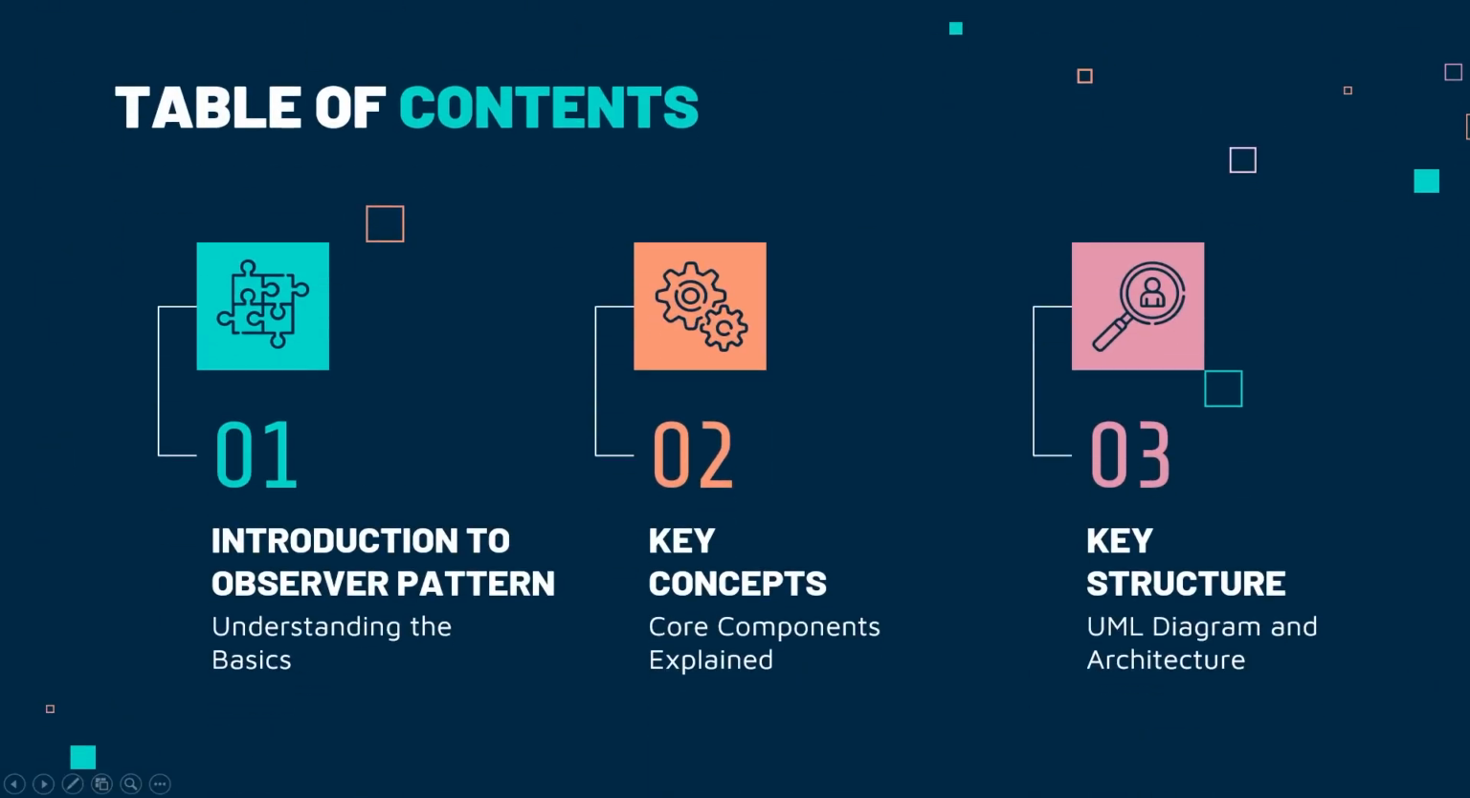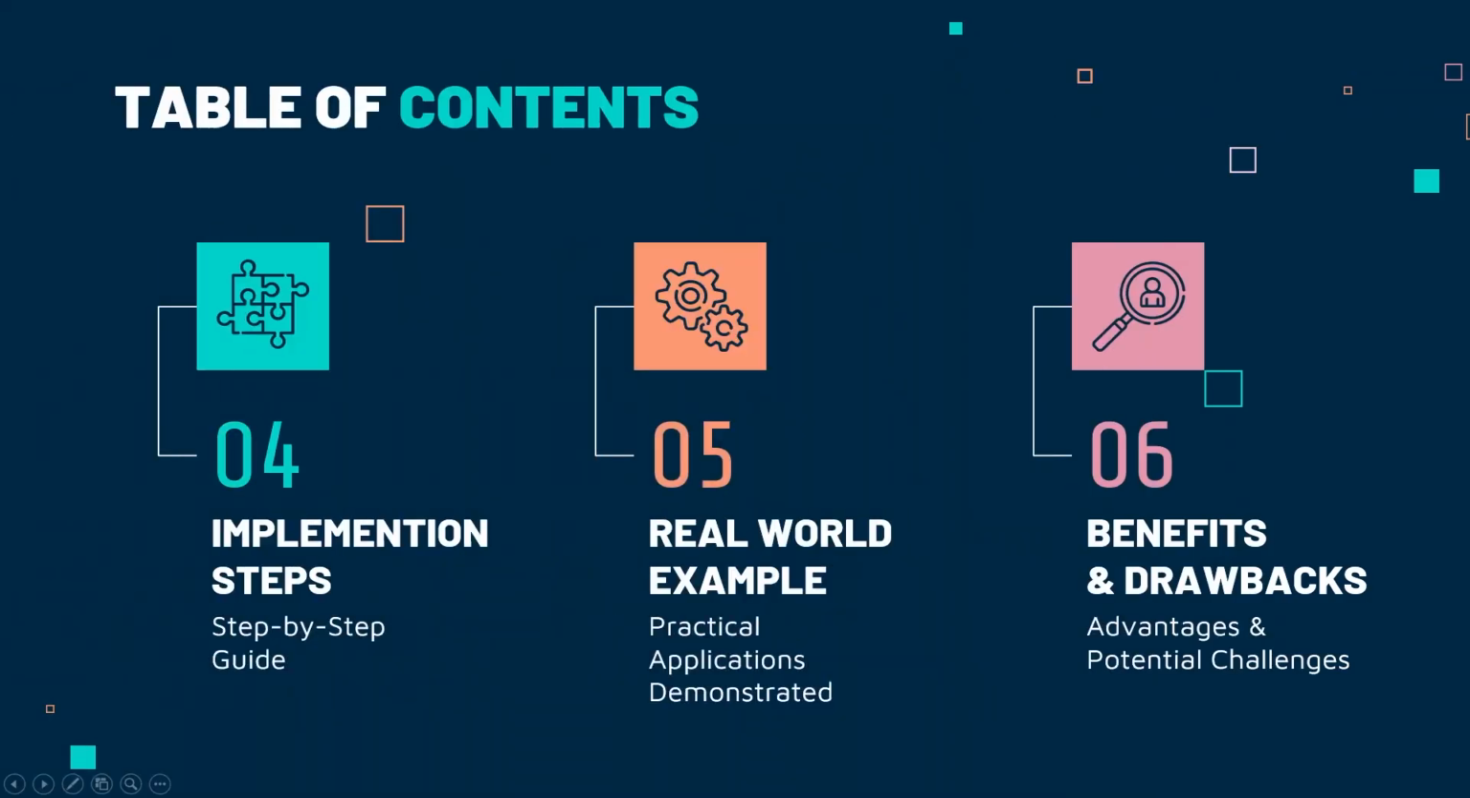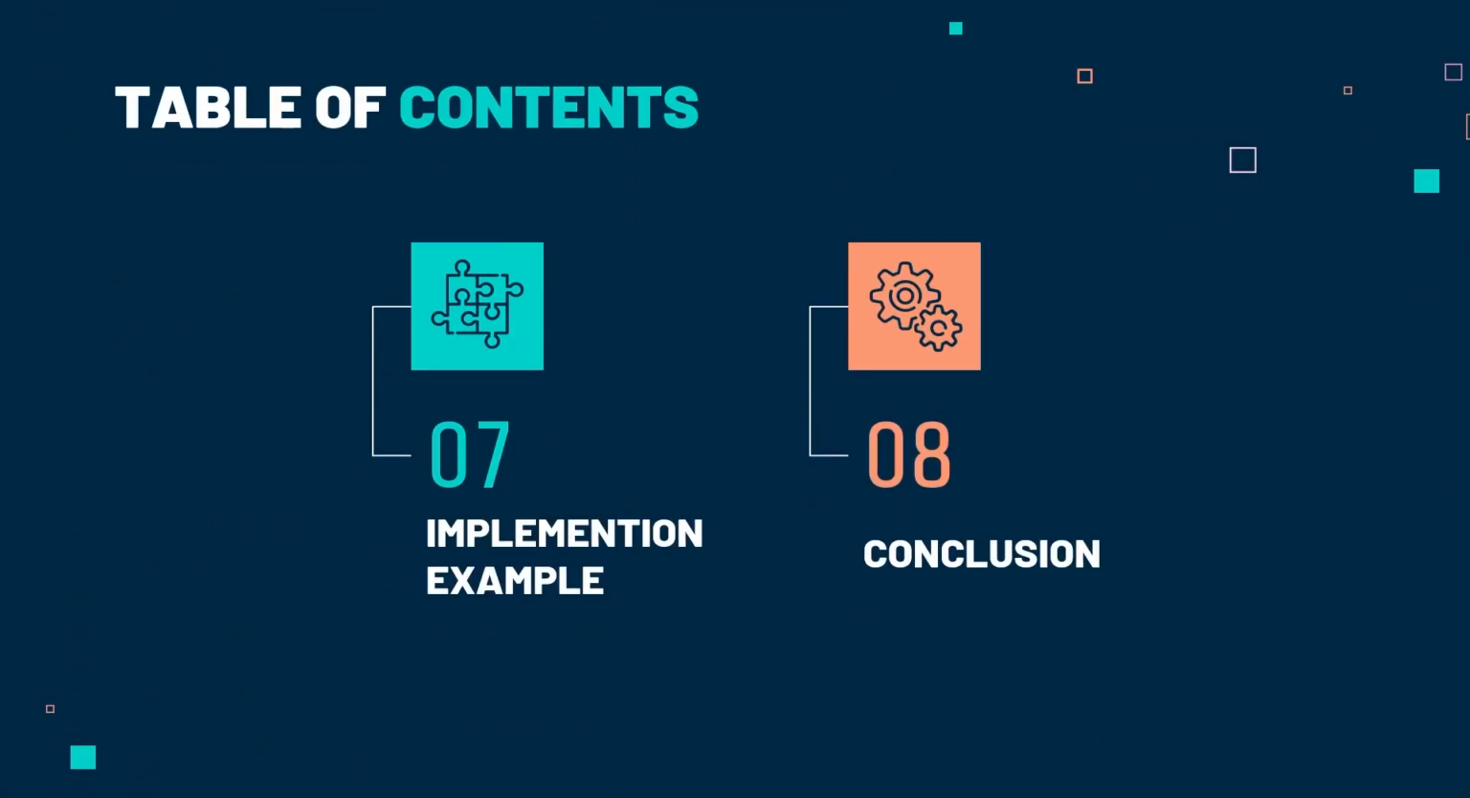Before we begin, let's have a look at the table of contents. First, we will have an introduction to the observer pattern. We will understand the basics. Then, key concepts. We will see the core components. Next, key structure. It's all about the UML diagram and architecture. Number 4, implementation steps. Number 5, real-world example. And number 6, benefits and drawbacks. Number 7, implementation example. And number 8, conclusion.